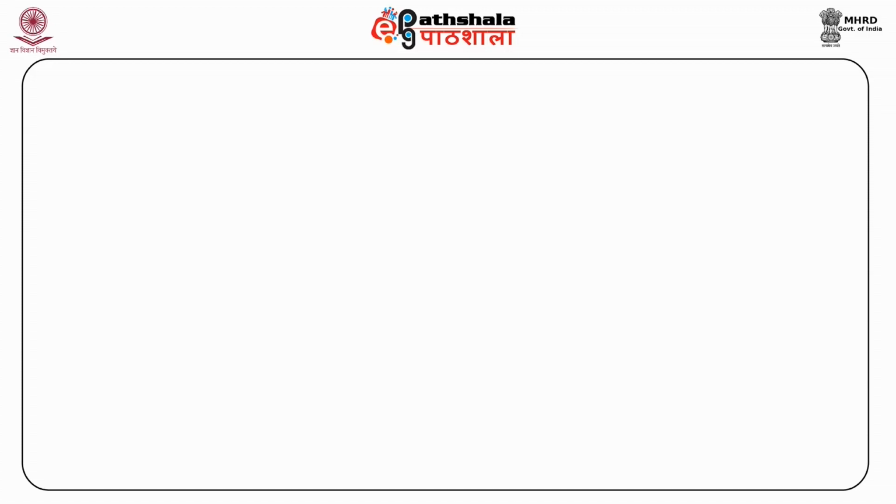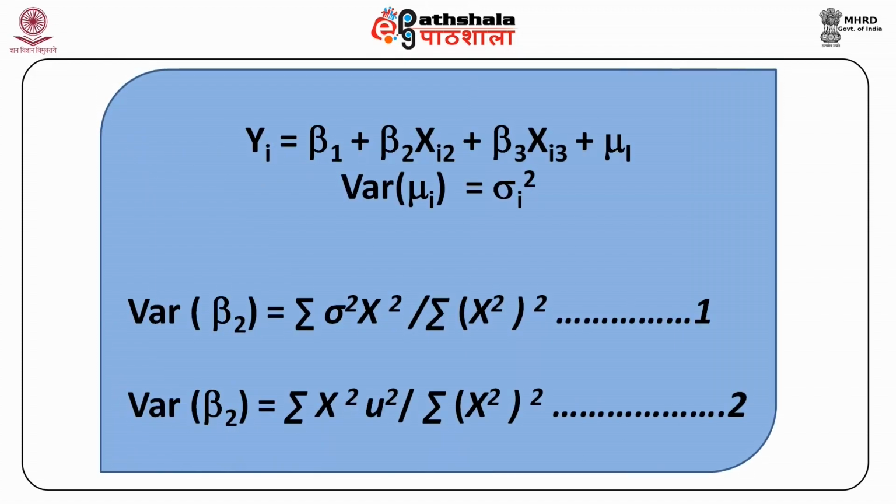For instance, consider the following regression model. The variance is not known. Hence, White suggests using equation 2 as an estimate of the true population variance. According to White, equation 2 is a consistent estimator of equation 1, or equation 2 converges to equation 1 as the sample size increases indefinitely. Hence, White's heteroscedasticity-corrected standard errors are also known as robust standard errors.